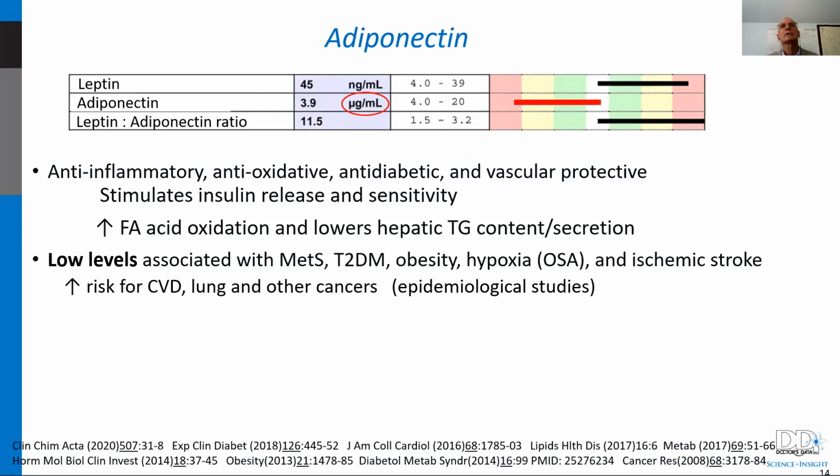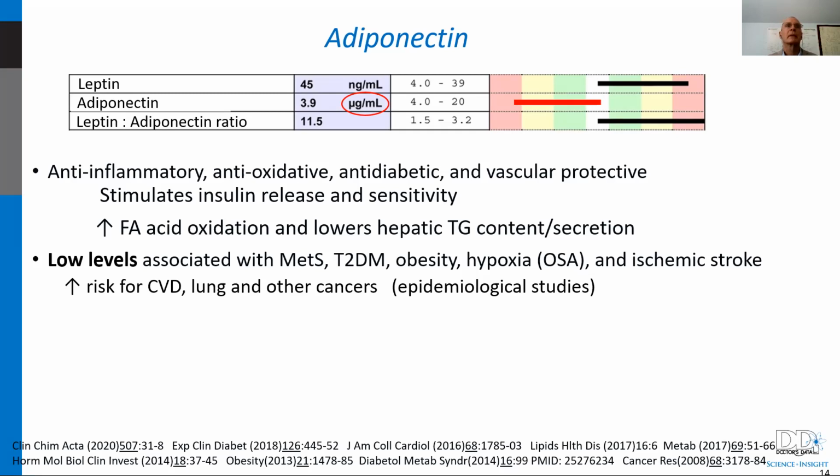So in sharp contrast, when we look at adiponectin, we can see that it's just the opposite. We're talking about low levels of adiponectin in this situation. And adiponectin is very anti-inflammatory, antioxidative, anti-diabetic, vascular protective. It stimulates insulin release and sensitivity, increases fatty acid oxidation, and lowers hepatic triglyceride content and secretion, something I'm going to focus on.